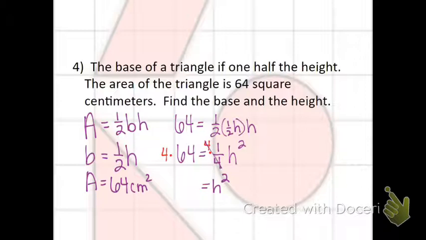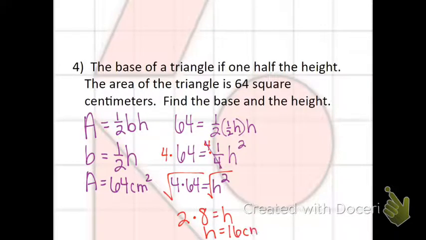Now on the left side, if you want to go ahead and multiply 4 times 64, you can. I'm going to leave them separated, and the only reason I'm doing that is because they're both perfect square numbers already. So I am not going to bother multiplying them together, just because I can already see that when I need to take the square root, that's going to be a little bit easier on me. The square root of 4 is 2. The square root of 64 is 8. And 2 times 8 gives me a height of 16 centimeters.